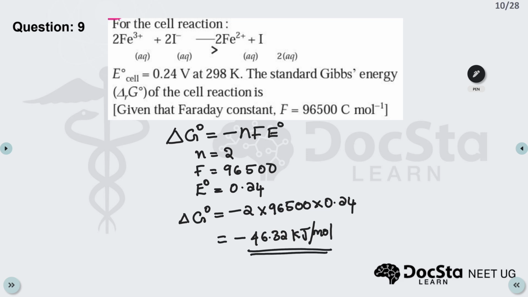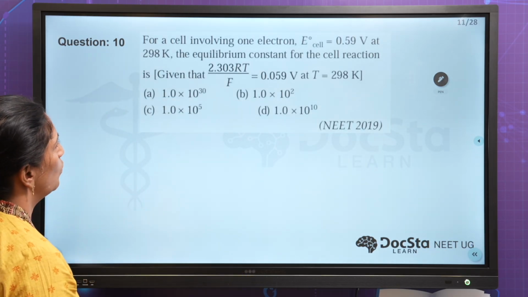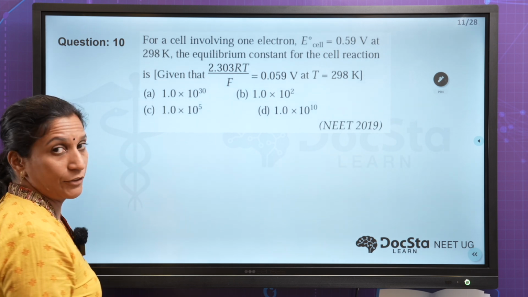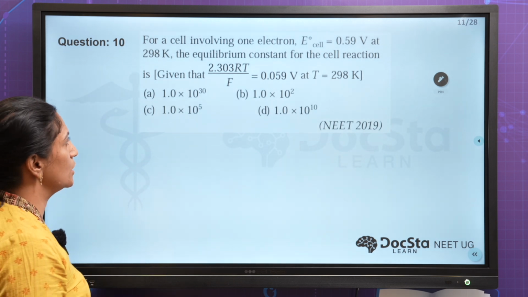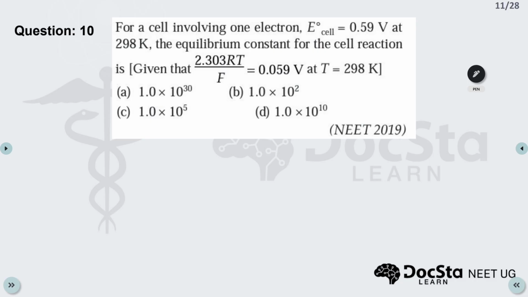So the answer is minus 46.32 kilojoule per mole. Now the next question is, for a cell involving one electron, just one electron, that means n is equal to 1, E0 cell is equal to 0.59 volt at 298 K. The equilibrium constant for the cell reaction is also given. Now we are asked to determine the equilibrium constant, but you are given 2.303 RT by F is equal to 0.059 volt. So let us see how we solve this problem.